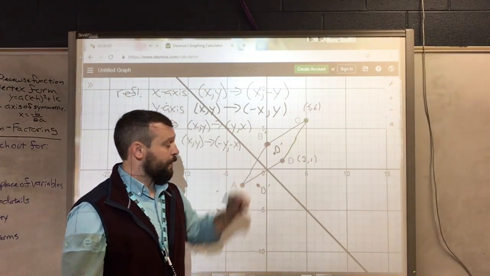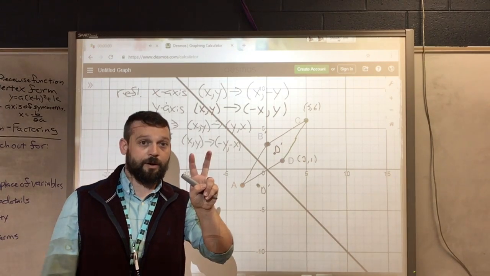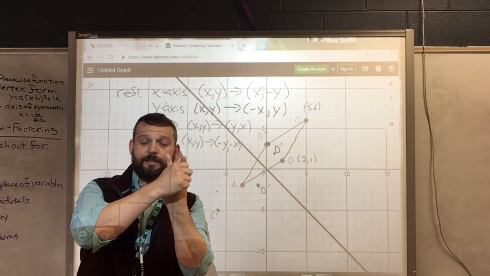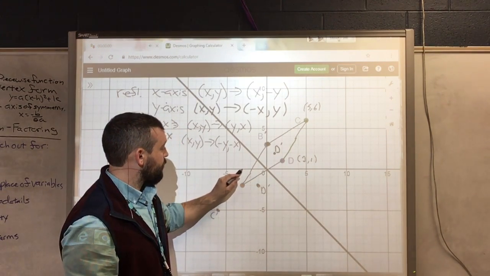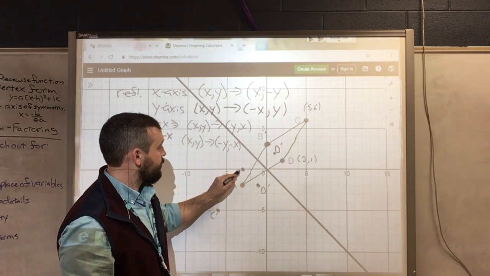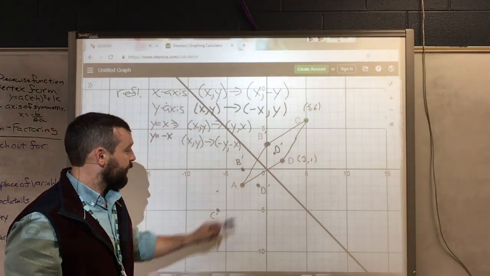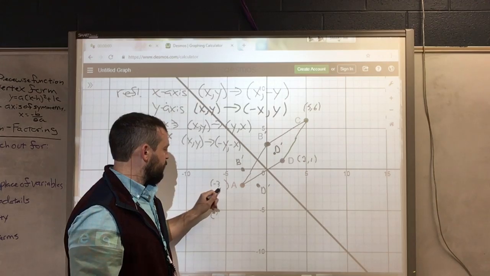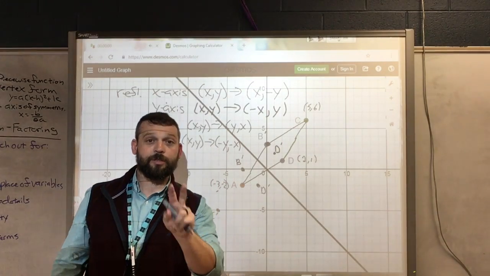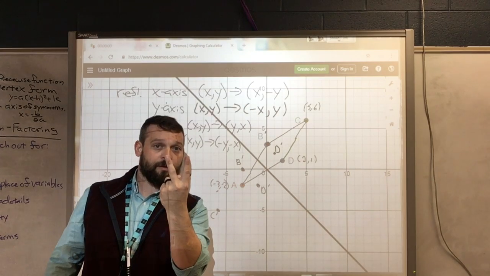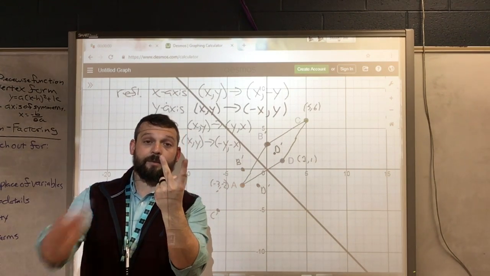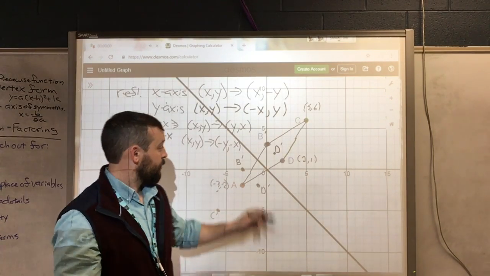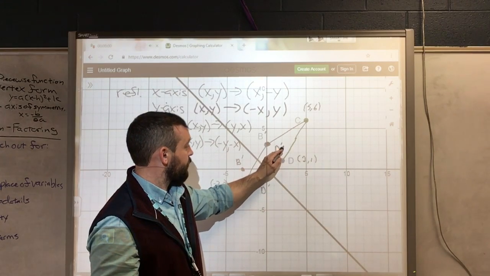Now I've got to take my B. My B is 0, 3. So I'm going to turn them. It's going to be 3, 0. But now it's going to be negative 3, 0. So negative 3, 0 there. So that's going to be your B prime. Now A. A was negative 3, negative 2. So I'm going to take that now. Watch this. Negative 3, negative 2. Swap them. That's negative 2, negative 3. Now I'll take each one of those and multiply them by negative 1. That becomes 2 and 3.